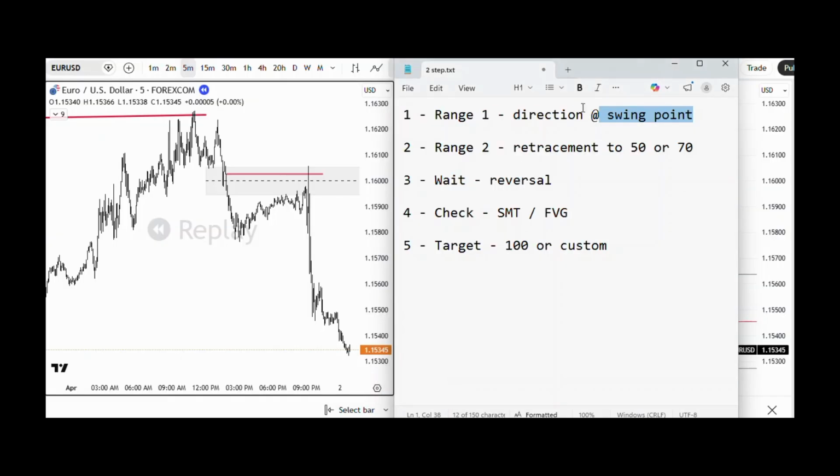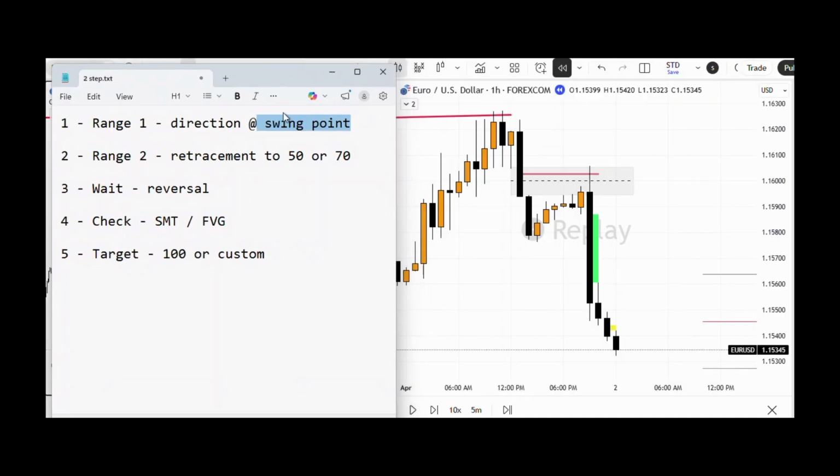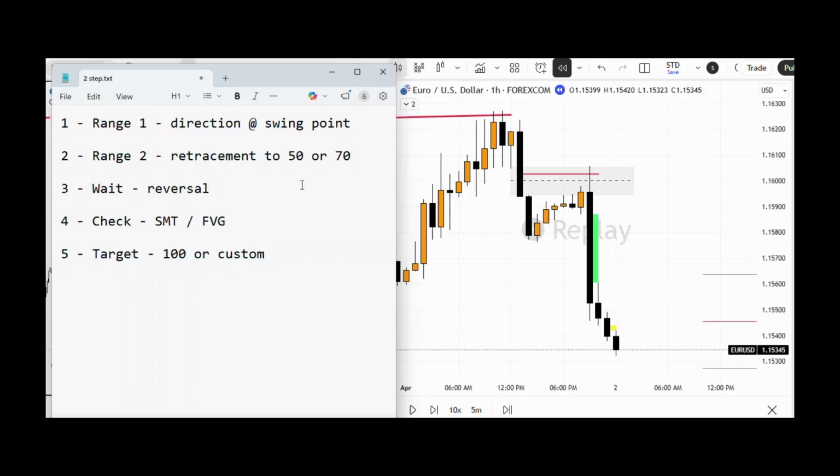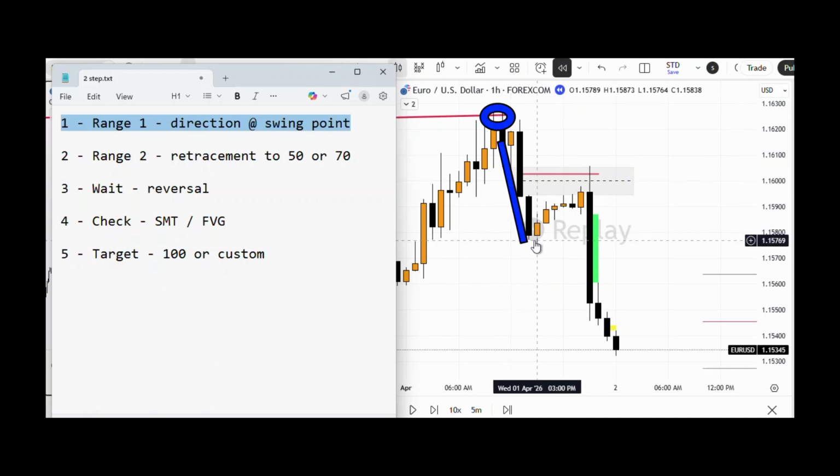So first, let me show you the steps. So right here on the left, I've got 5 steps. Step one is simply finding a range, and this will be typically after a swing point. So on the right hand side, you can see I've got Euro USD. It's a 1 hour time frame. You have a swing point here. Now this move, which is your A to B leg, is triggered by an SMT. This is very important. So you can label this high as A and this low as B.